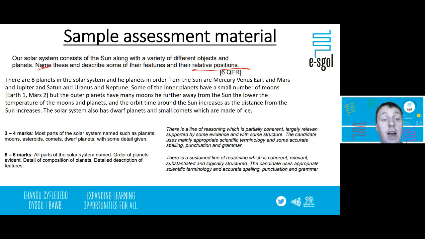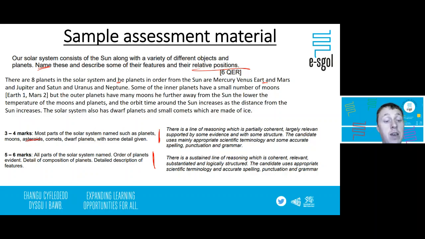So you might want to think, have they done enough? So again, remember, you're thinking of bands that you might fit into. You might have made some mistakes spelling here or there, but that shouldn't stop you from reaching the 5 to 6 or 3 to 4 band, the upper or middle level, just because of the structure or reasoning. So if we look at the middle band, as the candidate explained most parts of the solar system, such as planets, moons, asteroids, comets and dwarf planets, well, the only thing missing there would be asteroids.